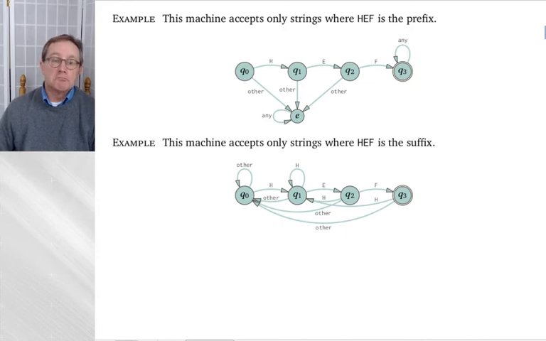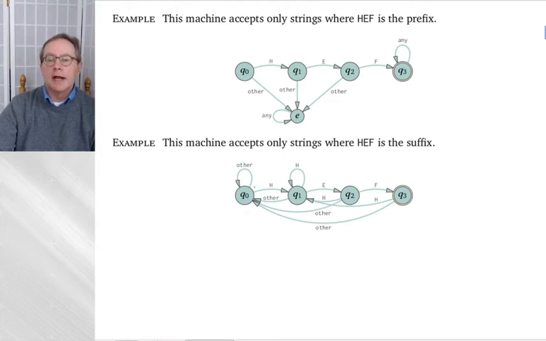So I did prefix. Can you do suffix? You can do suffix, although suffix proves to be a little more complicated. Let's have a look. So if the machine sees, for example, A, B, H, E, F, well, you gotta have the machine sort of mark time here for a while while it's reading the A, B. So the machine is sort of minding its P and Qs, reading the A, B, thinking maybe there's gonna be an H, E, F, we'll see.